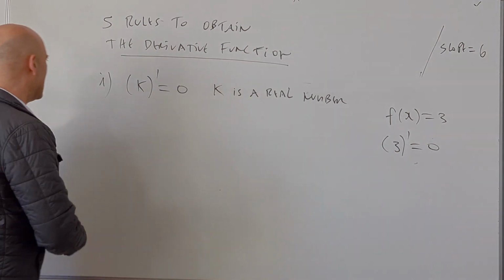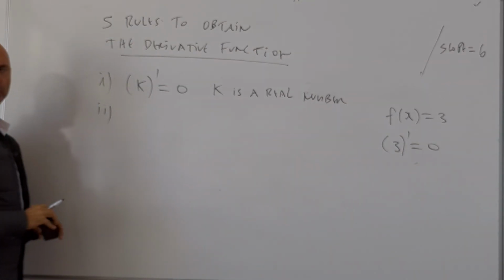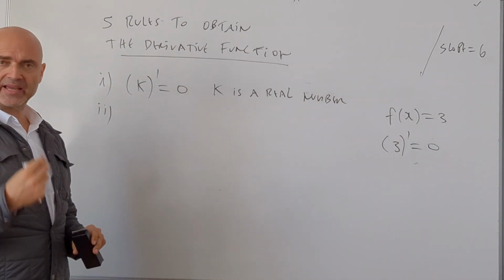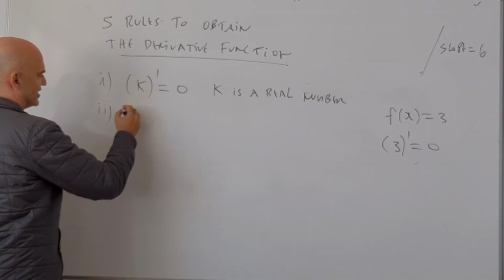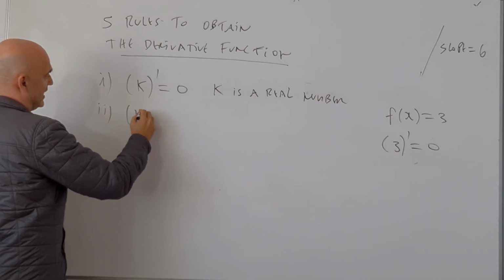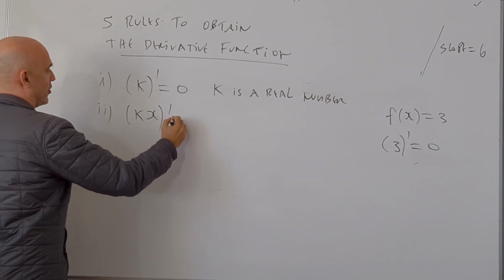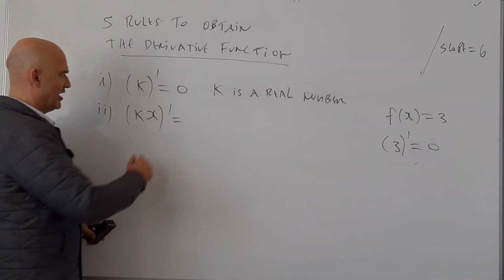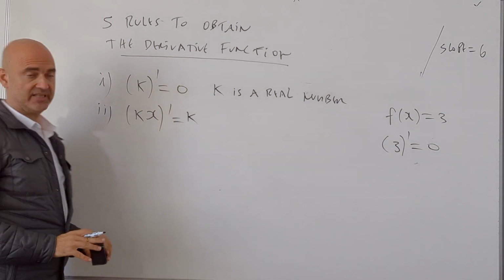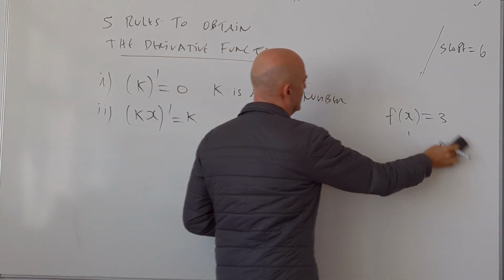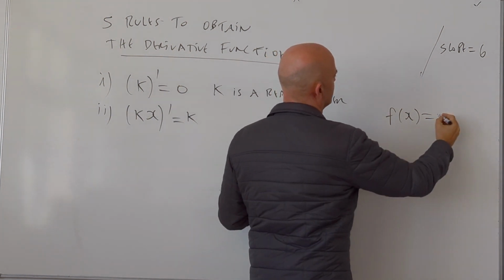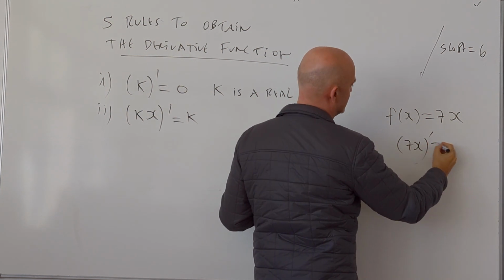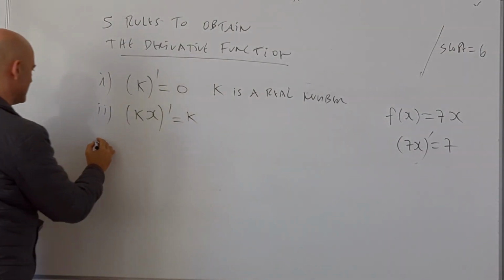Now the second rule is when we multiply x by a real number. So for example, k times x, kx. When we multiply a real number by x, the derivative is the real number. So very easy. For example, if I have the function 7x, the derivative of this function is 7. Rule number 3.